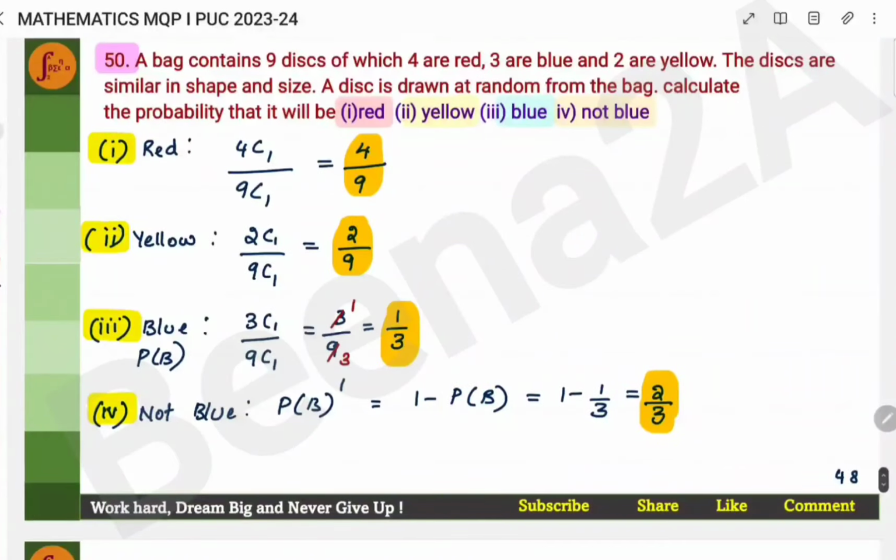Now let's look at this problem. A bag contains 9 discs, of which 4 are red, 3 are blue, 2 are yellow. The discs are similar in shape and size. A disc is drawn at random from the bag. Calculate the probability that it will be red, yellow, blue, not blue.